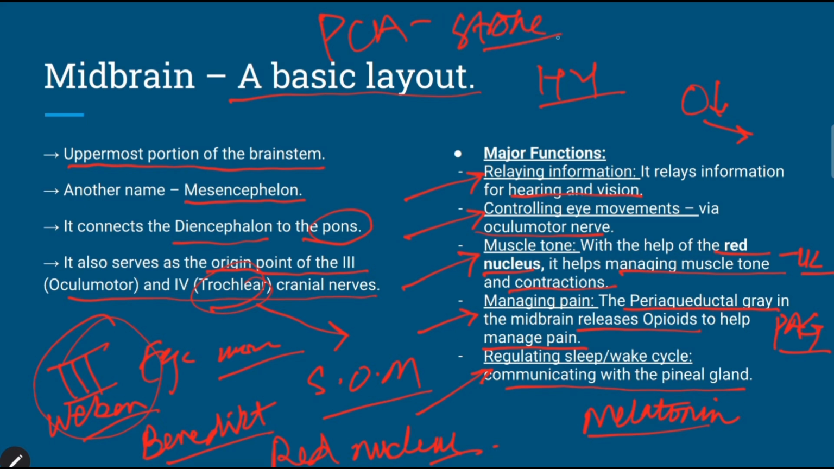To sum up, the midbrain is a small but mighty region for Step 1. Know its role in vision, hearing, eye movements, muscle tone, pain modulation, and sleep regulation, and always connect it to cranial nerves 3 and 4. On the next slide, we will dive deeper into midbrain structures like the substantia nigra. Here you can think Parkinson's disease, and add some practice questions to lock this in. Let's keep going.